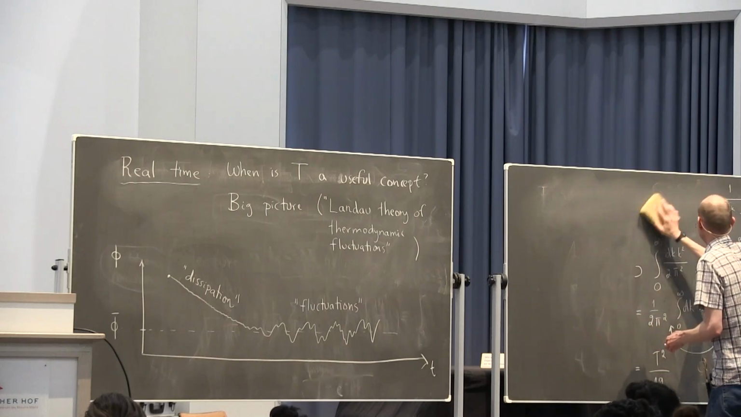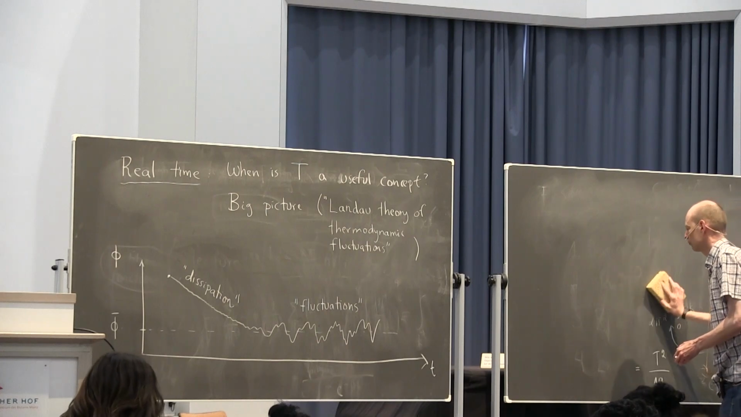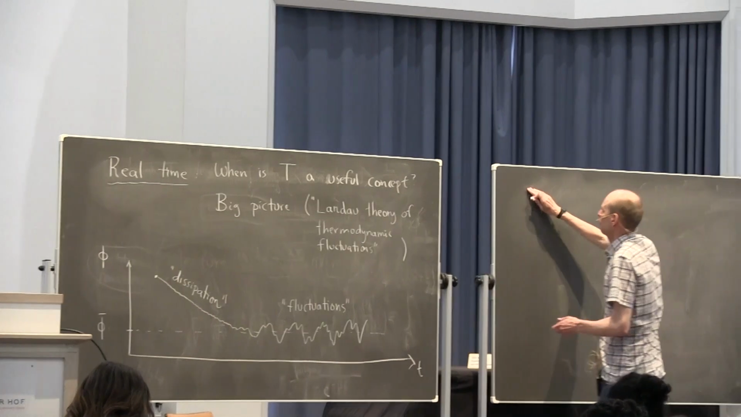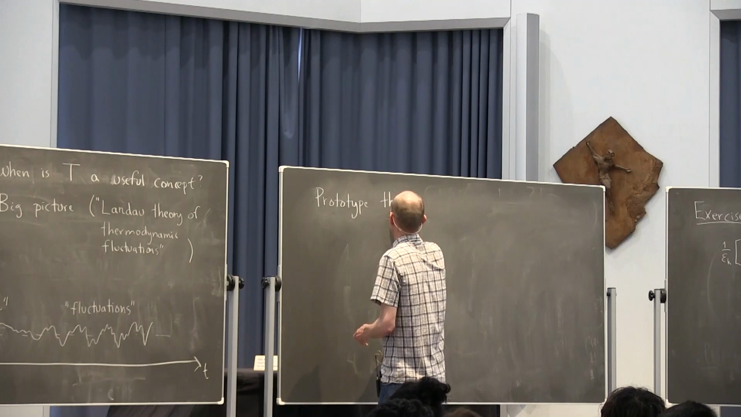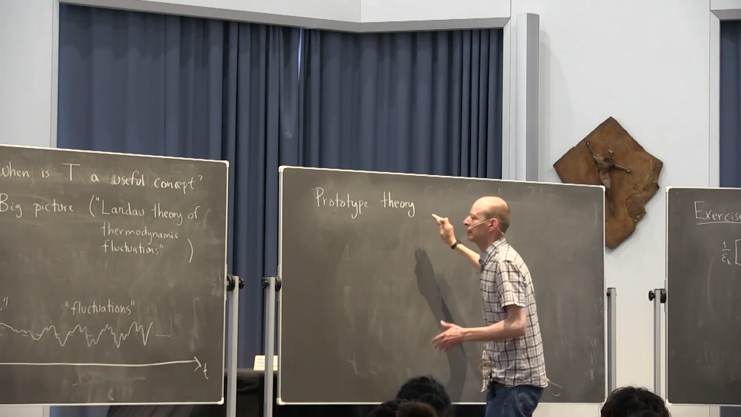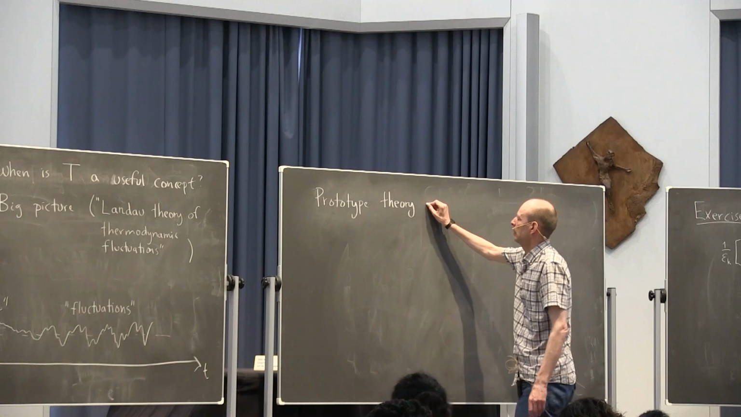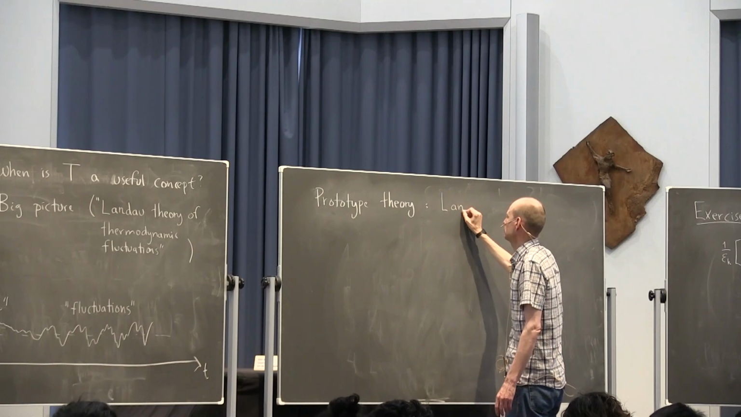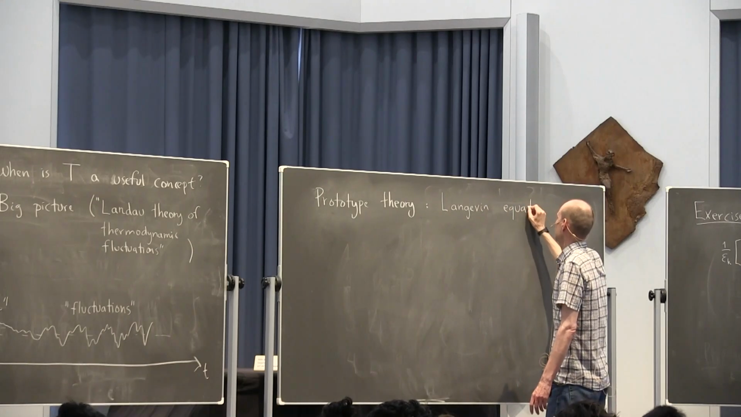Okay, so now we want to understand that a bit. Therefore we take a prototype, because we want to do some equations and see how this could be implemented. The prototype is like the scalar field theory, but now made richer in that it includes this dynamics. That prototype theory is the Langevin equation. Langevin equation can also mean different things, but this is one version of it.